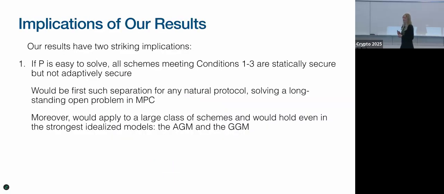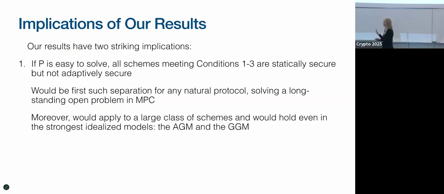Okay, so the implications of our results. Our results have two striking implications. The first is that if P is easy to solve, then all of the schemes that I mentioned are statically secure but not adaptively secure. So this would show a fundamental separation between static and adaptive security for these schemes for natural protocols, which is a long-standing open problem. There are, of course, concocted protocols where you can give a separation.